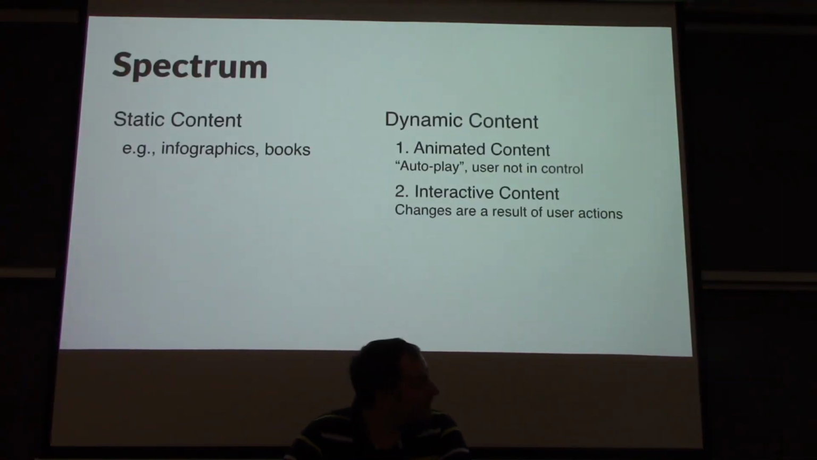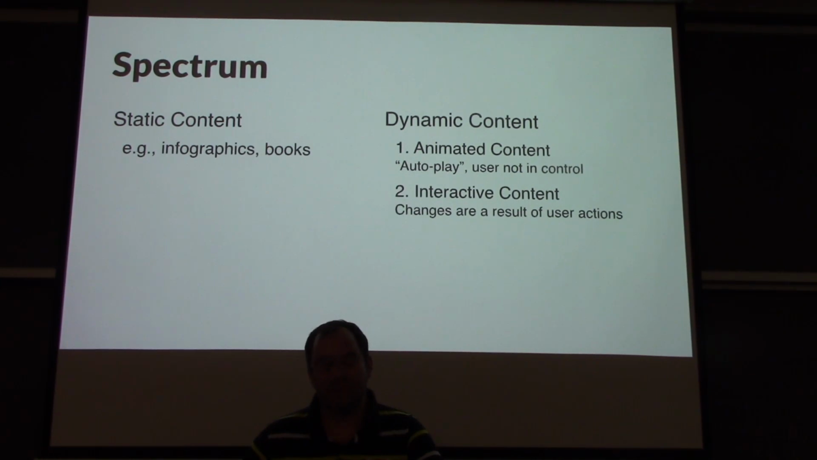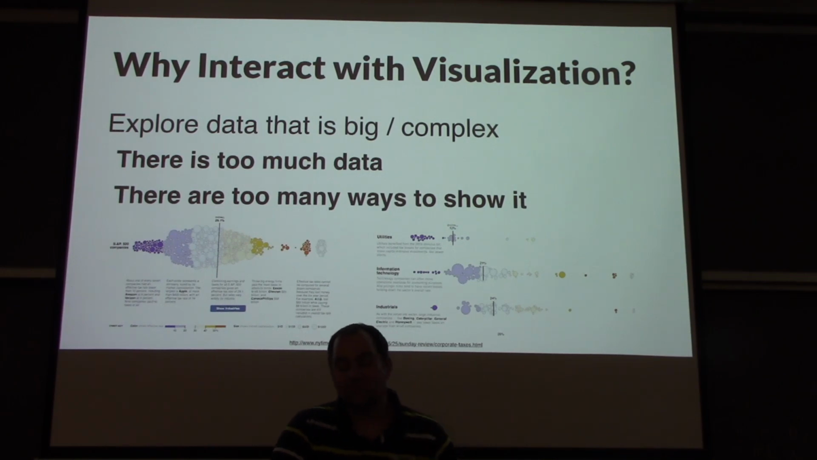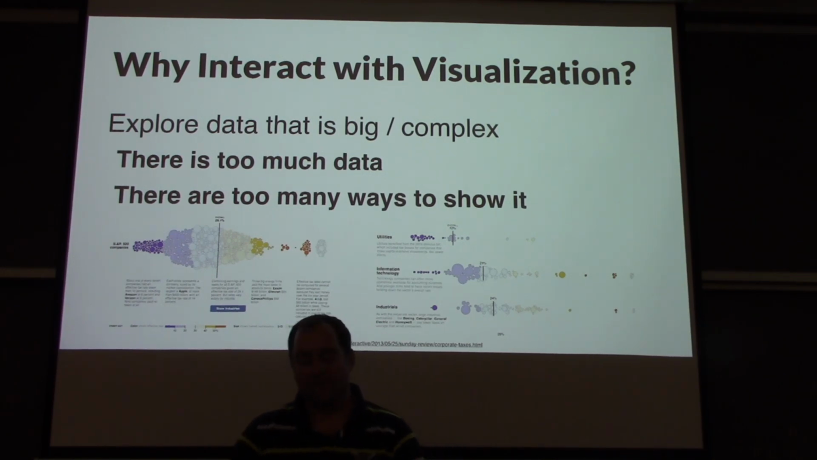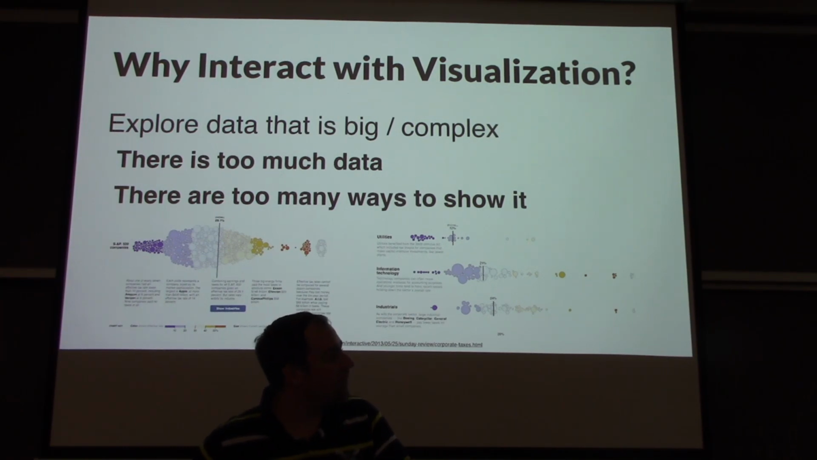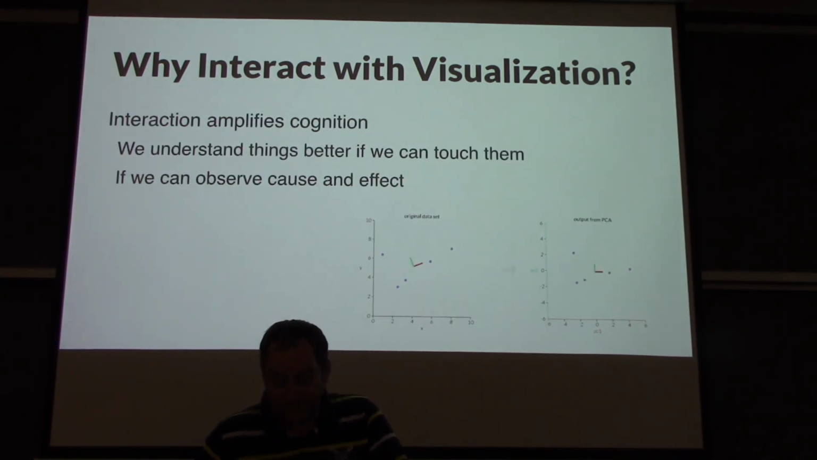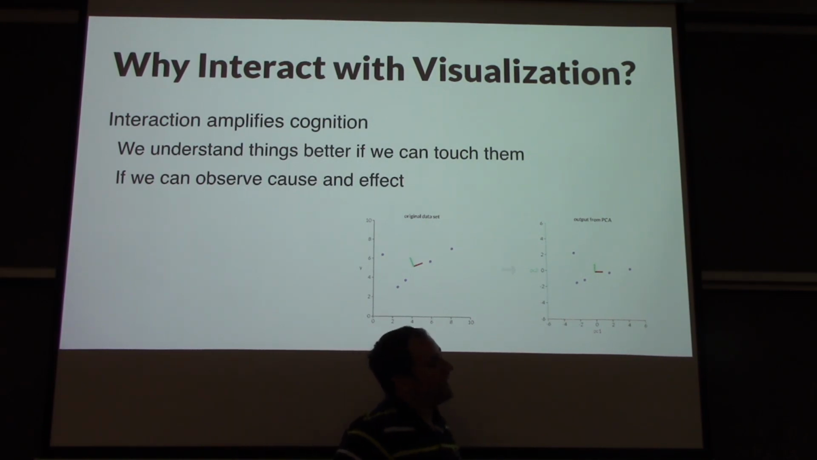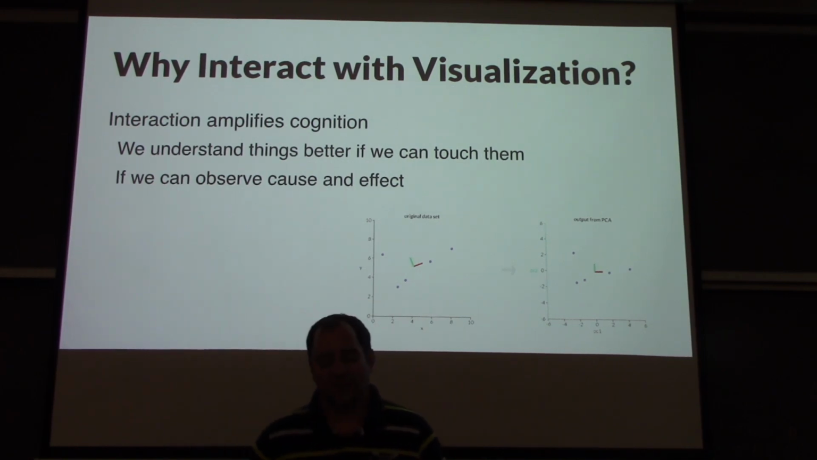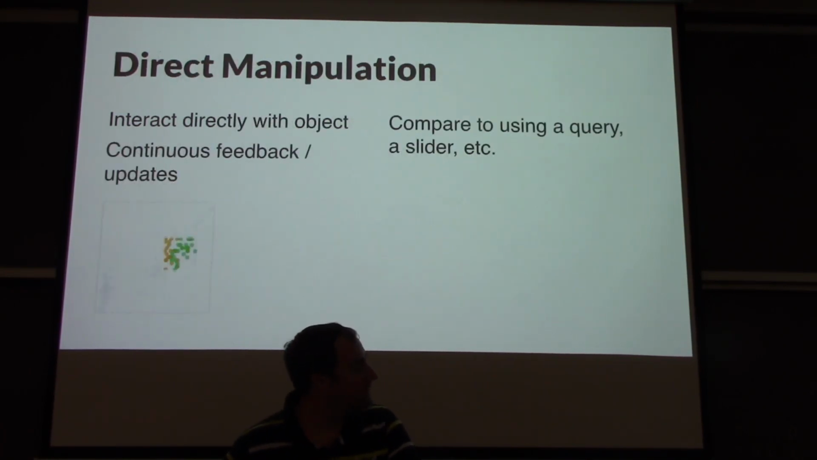Okay, so in interaction we talked about the spectrum of static content versus dynamic content, and interaction is of course only interesting in the dynamic content. Here we had autoplay with animations, but the actual interactive content is where the changes are the result of user actions. And so why do we want to use interactions? It's because the data is too big, too complex, there's too much data to show, and there are too many ways to show it. Interaction also amplifies cognition. For example, by brushing something, I can quickly identify the same variable across many dimensions. We can observe cause and effect.